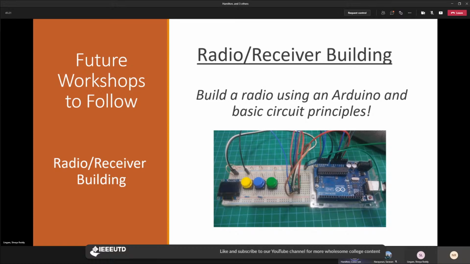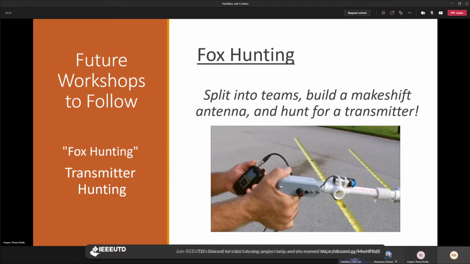And you start with that and you can build off of that and go wherever you want from there. And one of the more advanced workshops, if we go to the next slide, would actually be fox hunting. I had talked about this before, where you split into teams, and we as the technical committee would put a transmitter somewhere on the UTD campus, and you would go hunting for it. You would build a makeshift antenna with your team. You would use the radio that you received once you got your license, and you would go hunting for the transmitter. So there are rules, and you're trying to figure out, okay, how do I find this?